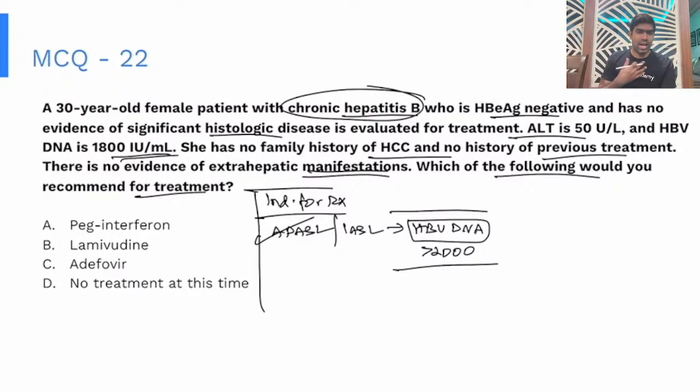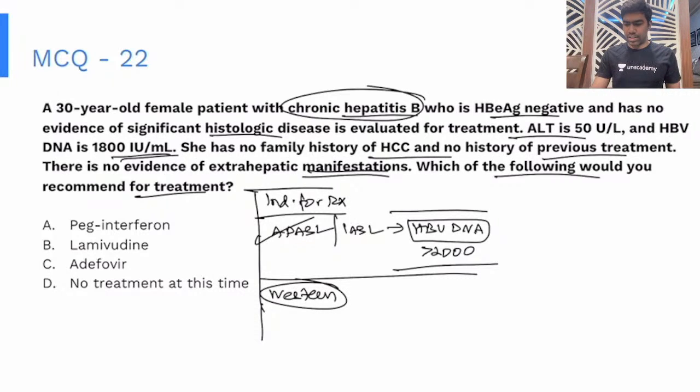But actually, as practitioners, we follow the APASL guidelines only. We don't follow the Western guidelines because developing nations are the ones who have a lot of burden with regards to hepatitis B virus. The developed nations don't have that much burden with regards to hepatitis B virus. That's why we don't look at the guidelines from the developed countries. But unfortunately, because your questions may come from Harrison, we need to know the Western guidelines also. So what are the Western guidelines? I'll write separately. This is what is given in Harrison.